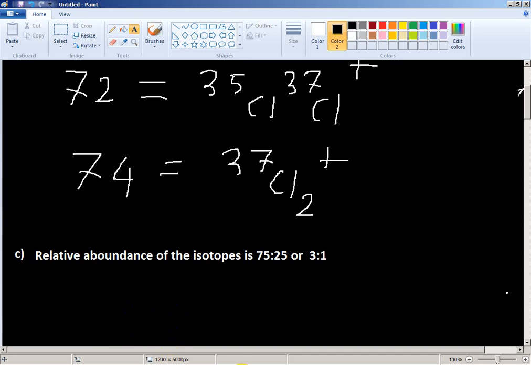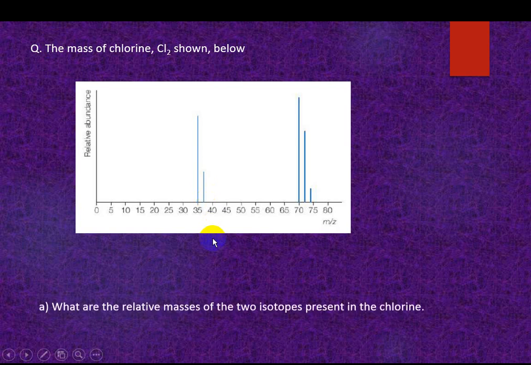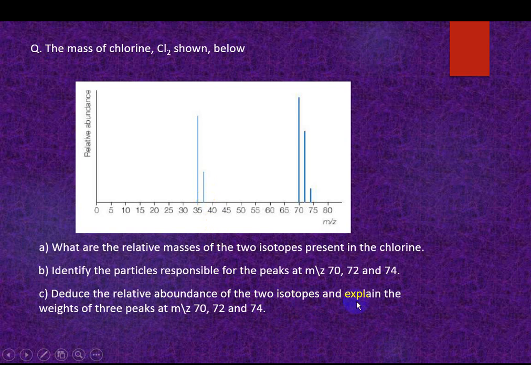Next, this question has two portions. The second portion is to explain the heights of the three peaks. This is actually the peaks of the three, this one, 70, 72 and 74.